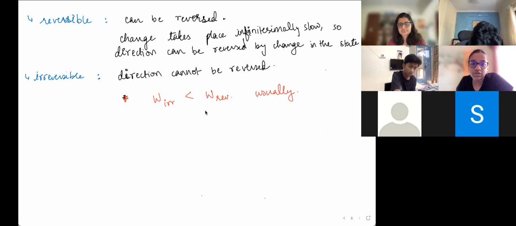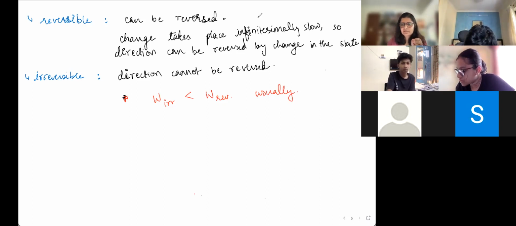What is that word? Change takes place infinitesimally slow. Mathematically, what d represents, like when we say dv, is an extremely tiny change in the velocity, right? Like that.